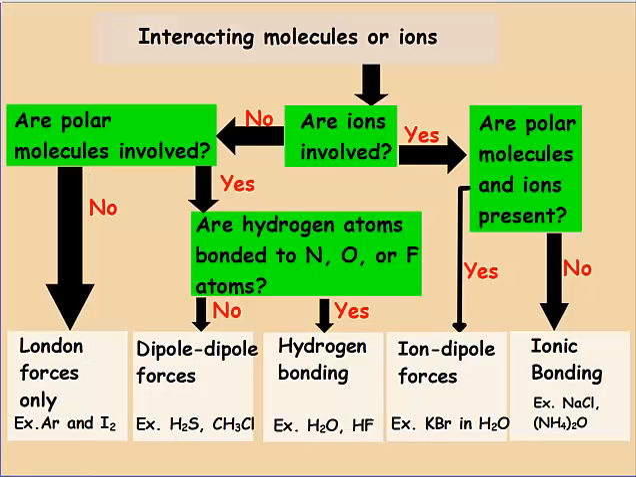To help you determine which type of intermolecular force is occurring, you can use this flowchart for your practice problems to begin with. But realize you will not have this flowchart for any test or quiz. So the first thing you ask yourself: are there ions involved? If so, do you have polar molecules and ions? If not, it's just ionic bonding.